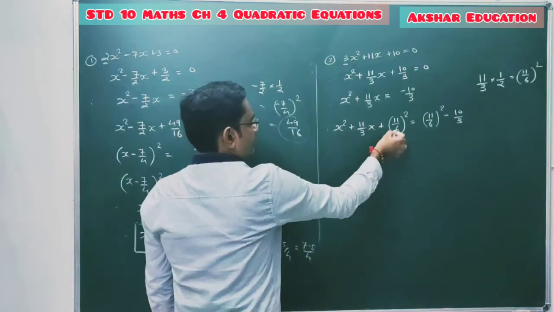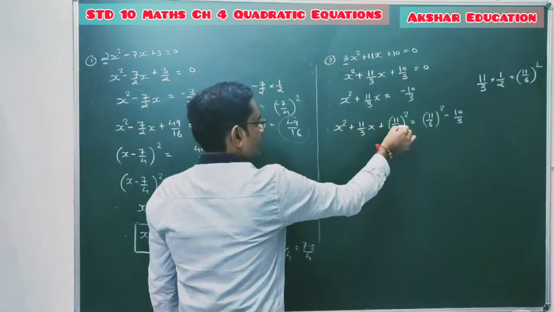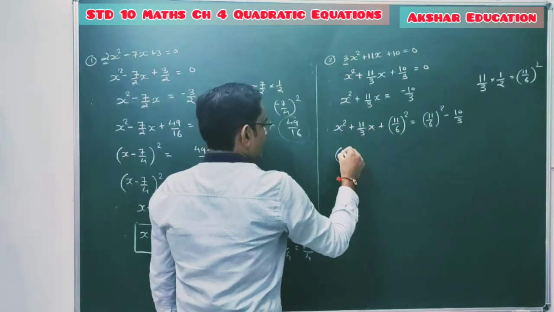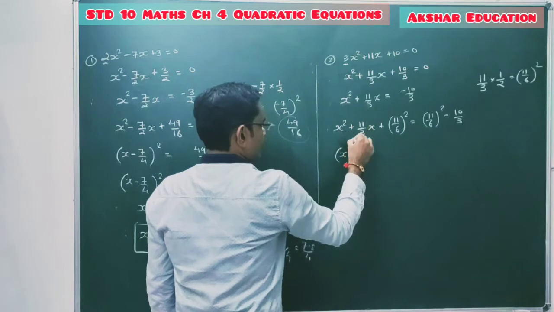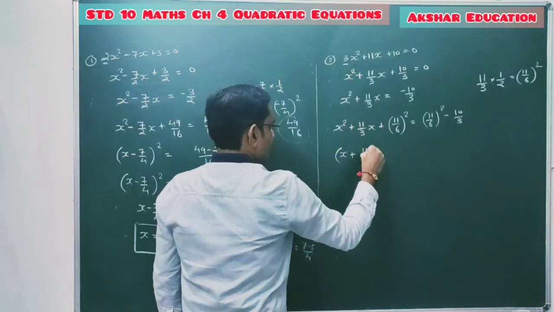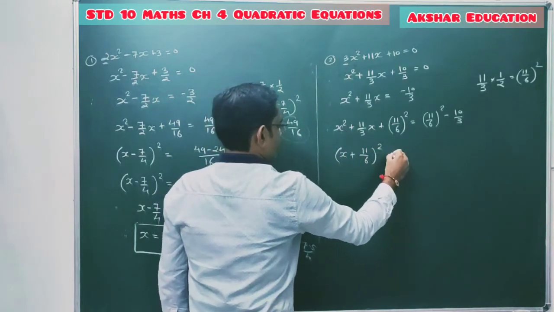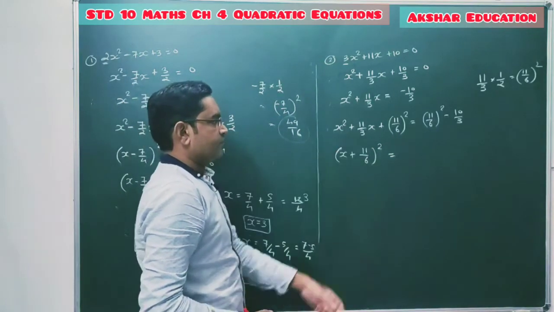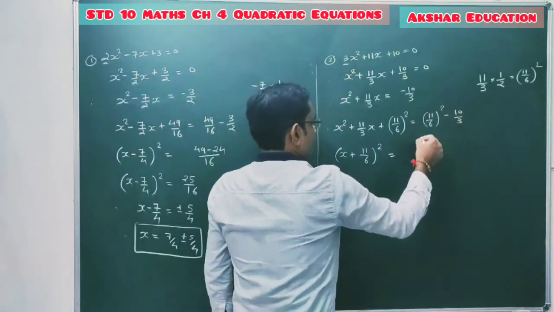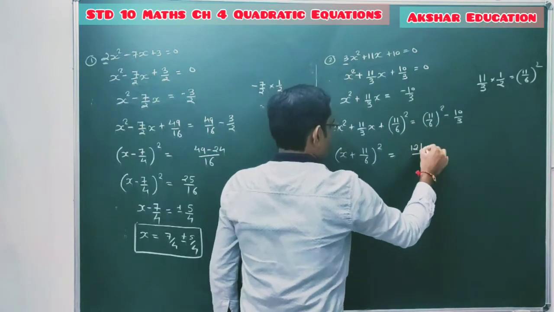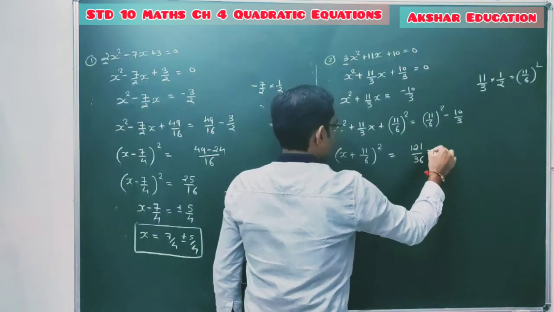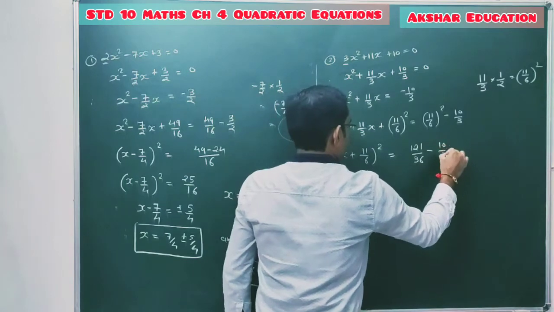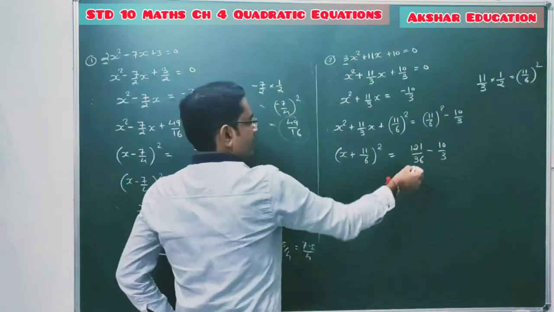So this left-hand side is a perfect square trinomial: first term, last term, and this is the middle term, whose factorization is x plus 11 by 6 whole square. Perform the expansion of this term, you will get this term. You can verify it. Now 11 square is 121, 6 square is 36, minus 10 upon 3. Now simplify this right hand side.